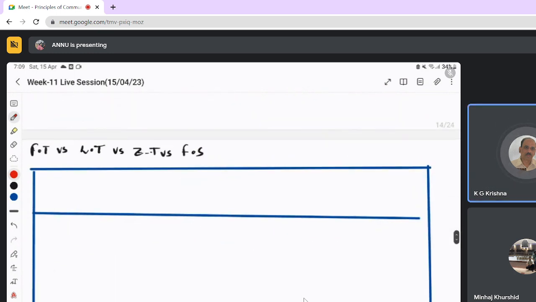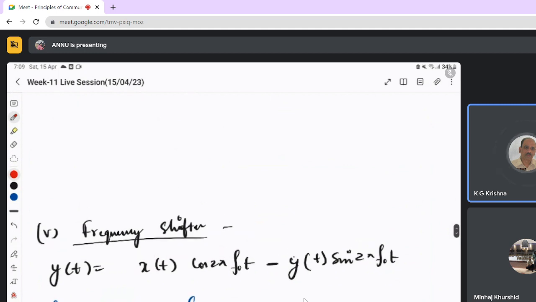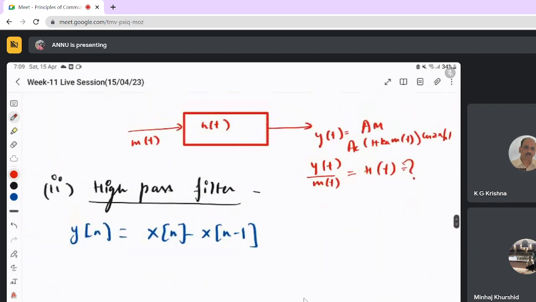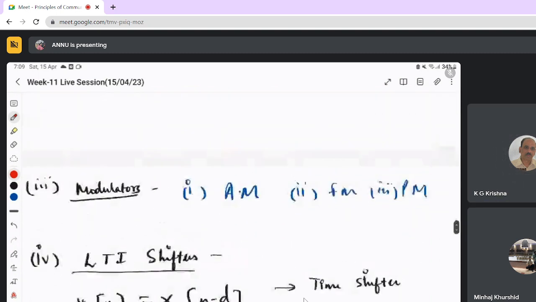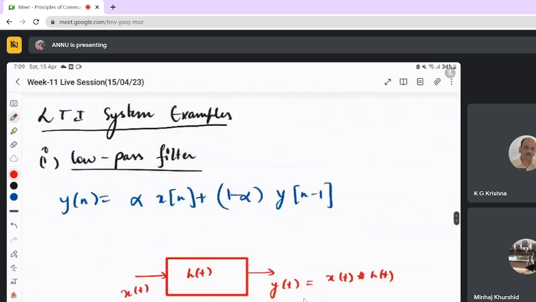Because an LTI system's output is always a convolution of input and h(t). LTI system output is also convolution, but we are interested in multiplication systems. Wait a second. AM and FM are not LTI systems? Let me see.